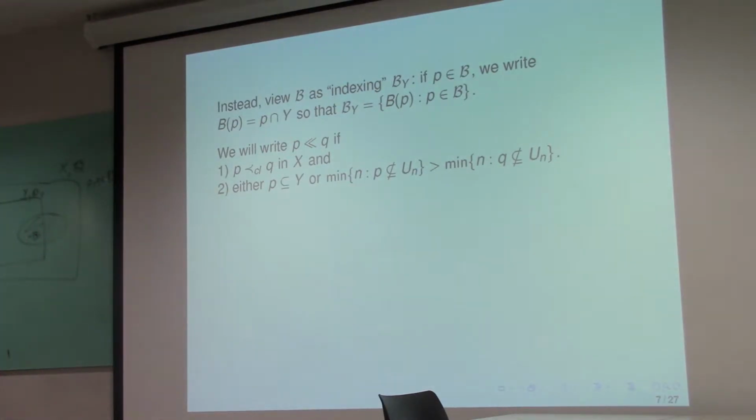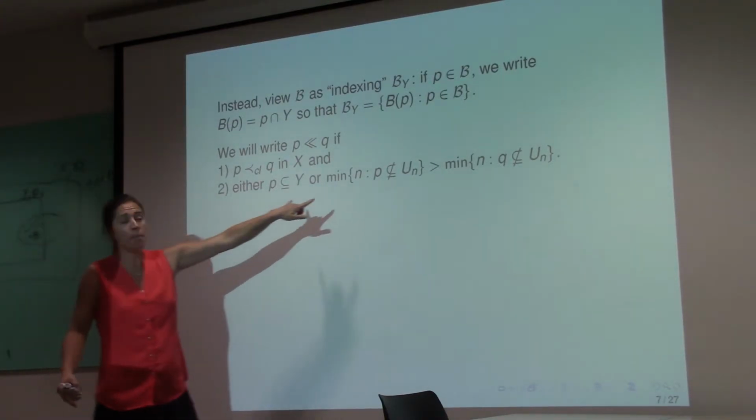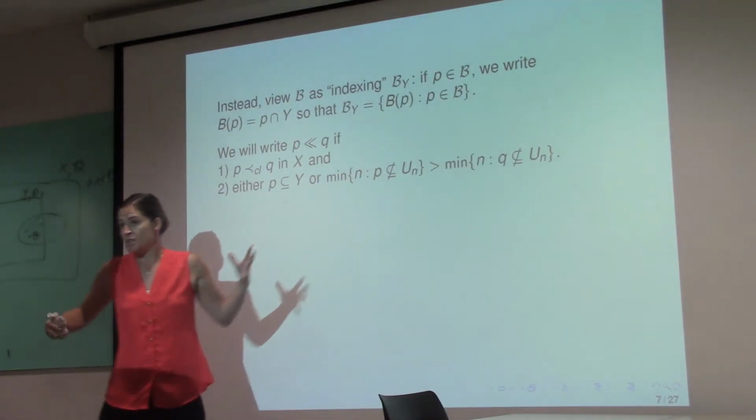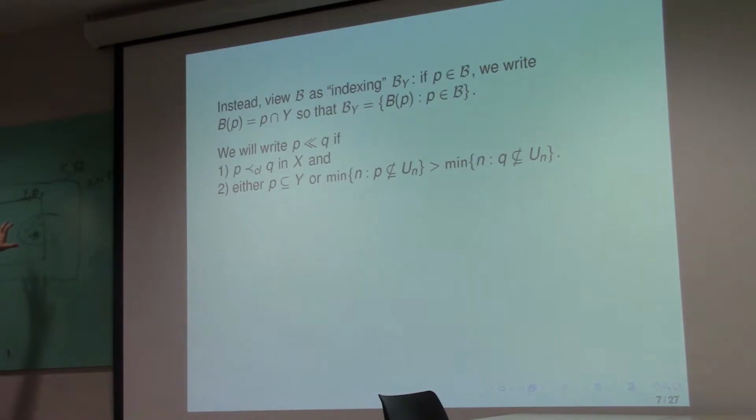Number 2 is saying that P is closer to Y in the following sense. Either P is already a subset of Y, in which case I'd say P is way below Q just if the closure of P is contained in Q, or if P isn't contained in all of the UNs, P is not contained in Y, it's contained in strictly more of the UNs than Q is. So I'm not considering the closure relation on BY directly. I'm defining a new relation up here on the index set for the BPs.